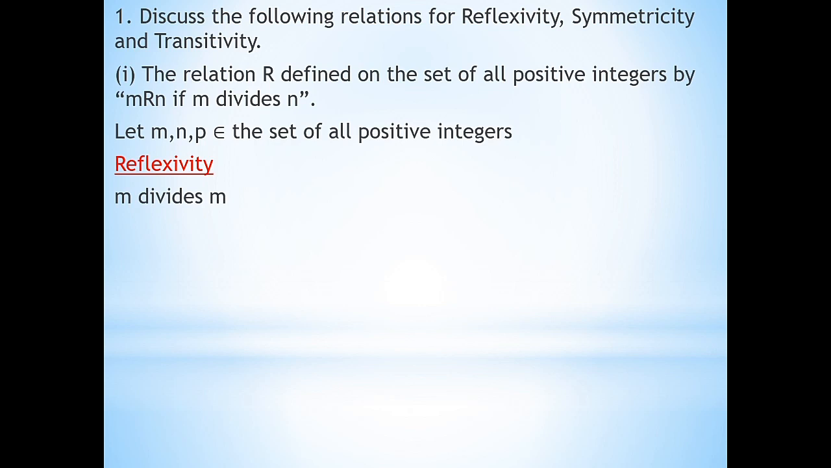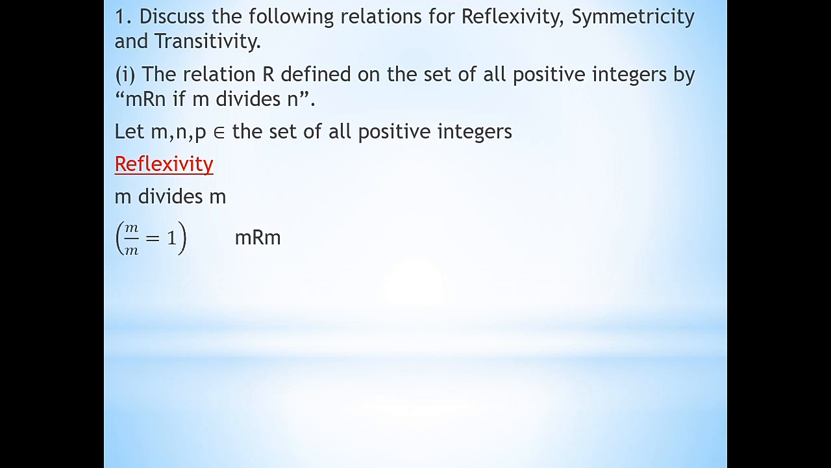So m divides n means if m is divided by m, it is equal to 1. So all the positive integers, that means if you take all the positive numbers one by one and divide that number by itself, you will get only 1. 1 is a positive integer, isn't it? So whenever you take all the elements and divide by itself, the answer is 1, which is a positive integer. That means the relation is true.